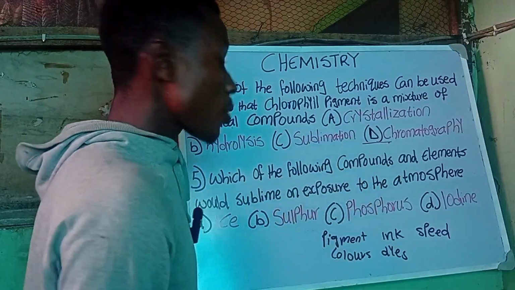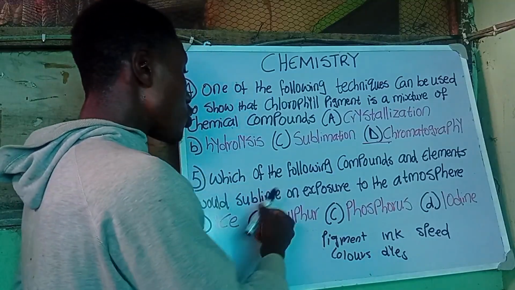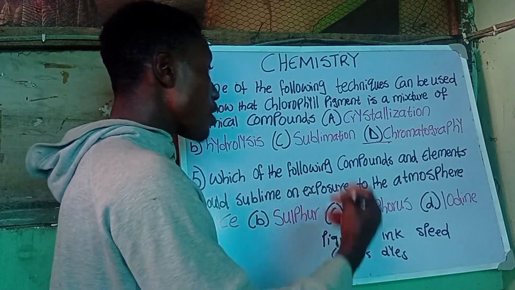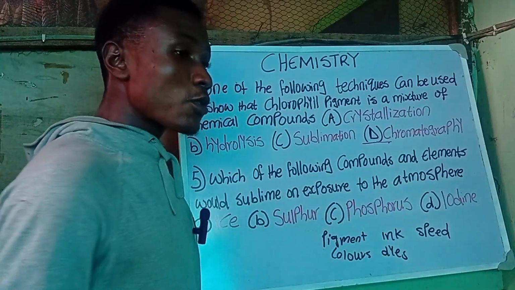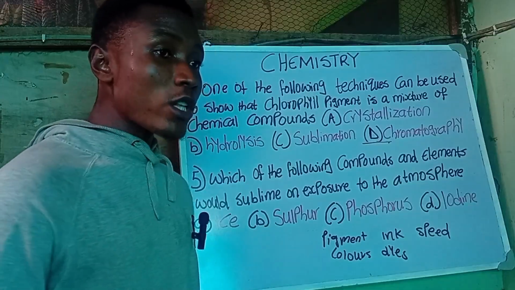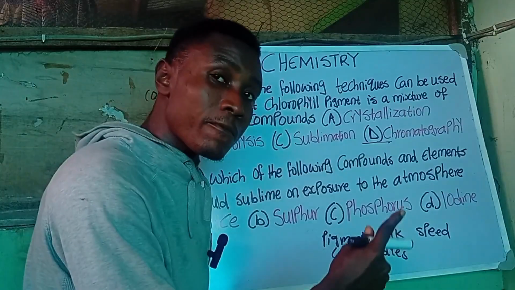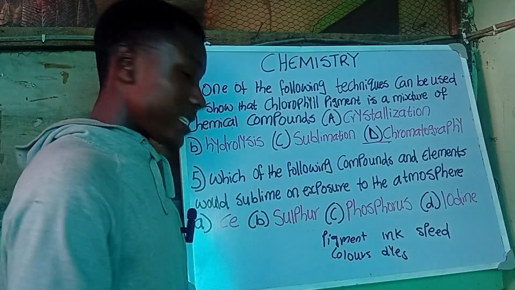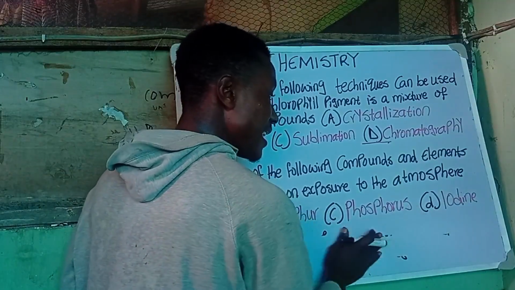The answer is chromatography. Question number 5 says, which of the following compounds and elements will sublime on exposure to the atmosphere? This is an example of a change of state of matter. First of all, you have to know what sublimation is. Sublimation is when a solid turns directly to gas. So we have here A, ice, B, sulfur, C, phosphorus, and D, iodine.